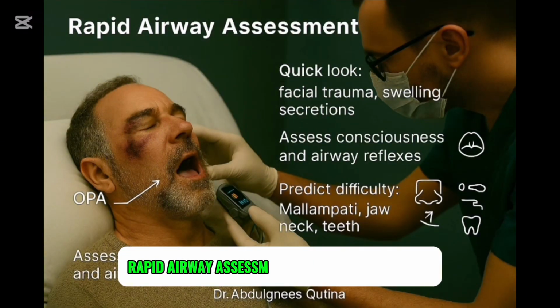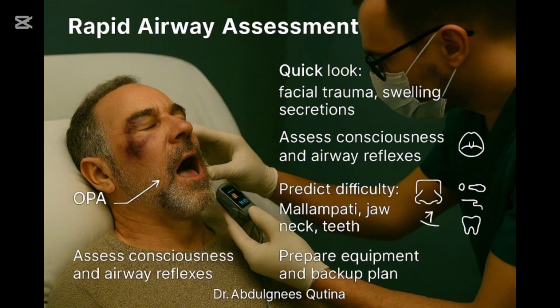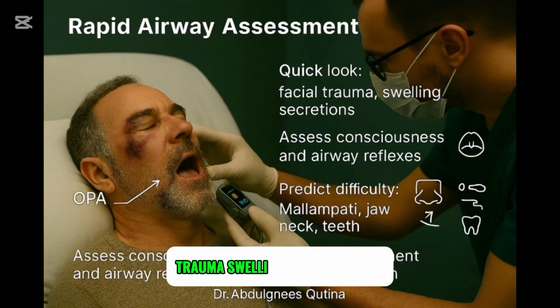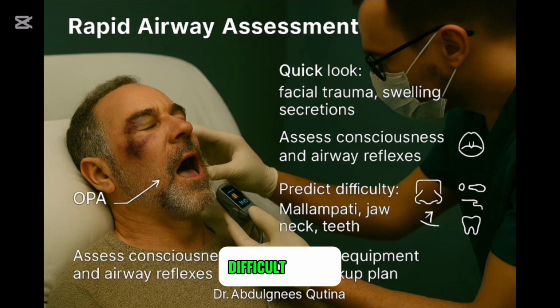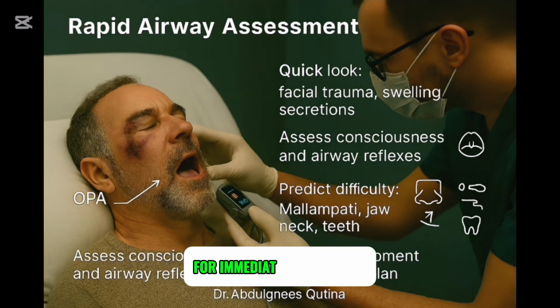Rapid airway assessment in emergency settings. In emergency settings, rapid airway assessment must be efficient yet thorough. Quickly evaluate facial trauma, swelling, and secretions, assess consciousness and reflexes, predict difficulty using Mallampati score, jaw, neck, and teeth, and ensure equipment and backup plans are ready for immediate intervention.